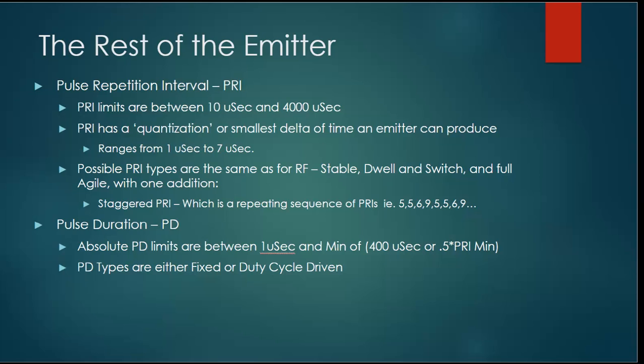And then for pulse duration, because it's so highly correlated with PRI, you're going to see pulse durations that are much more common towards the lower end of the limit. But the absolute pulse duration limits are between 1 microsecond on the low end, or the minimum of either 400 microseconds or 1/2 of the smallest PRI for a given emitter. And PD types can either be fixed or duty cycle driven. So those are the only two that you're going to see.